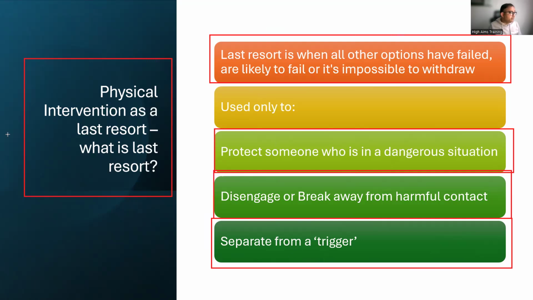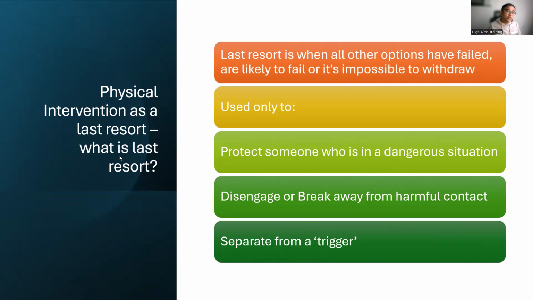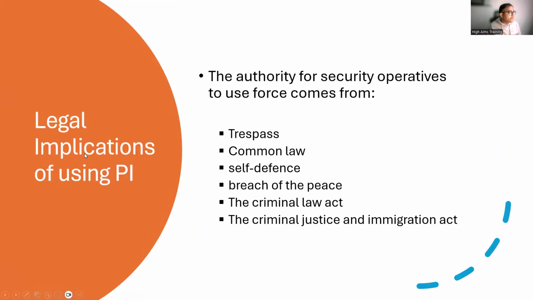Now, there are some legal implications as well if you use it. What are the legal implications of using physical intervention? PI stands for physical intervention. The authority for security operatives or even those supervisors to use force comes from trespass, if someone is there unlawfully, right? Common law. It comes from common law.